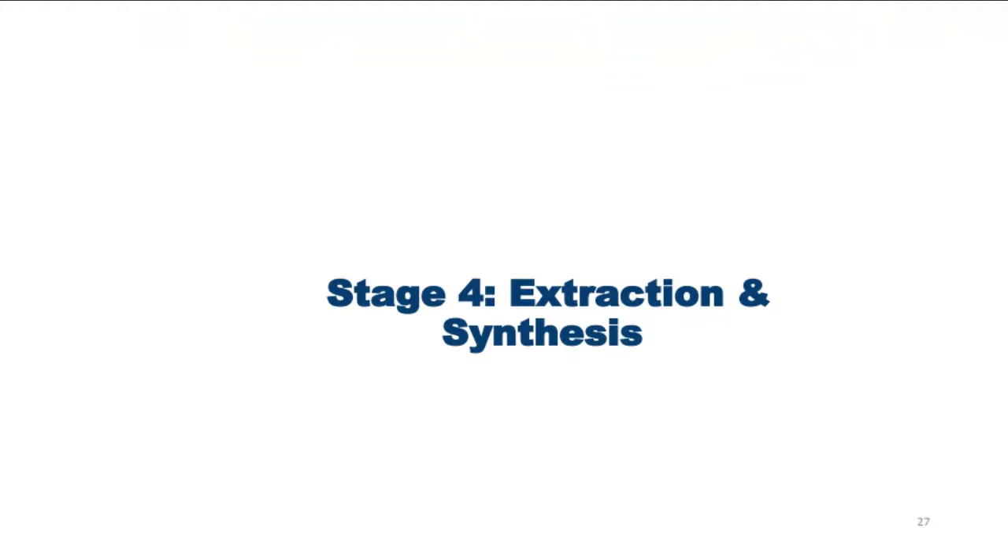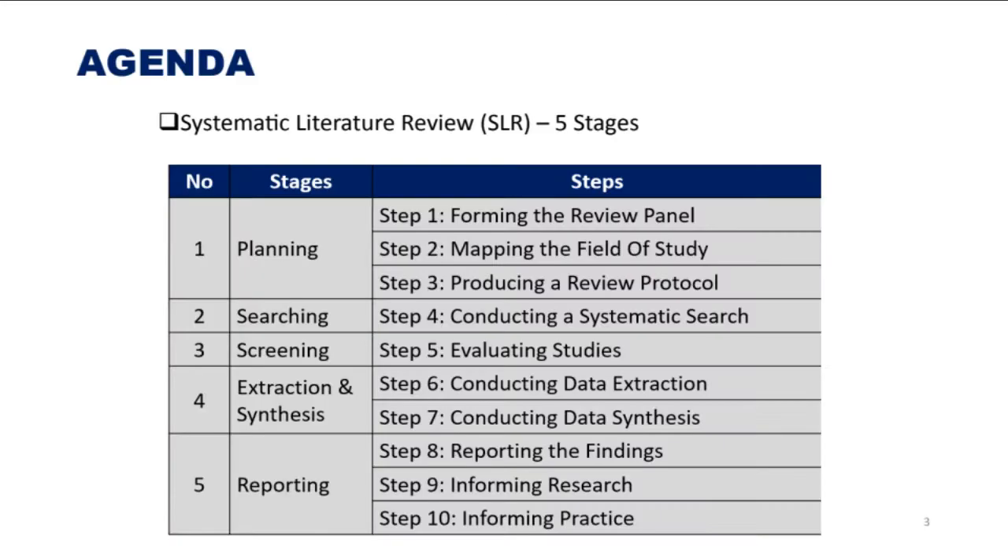Then we go to stage number four. Stage number four basically is extraction and synthesis. So just to remind you what we have done so far: as I mentioned earlier, the systematic literature review approach has 10 steps, which are divided into 5 stages. So far we have covered the planning stage, searching stage, and screening stage.